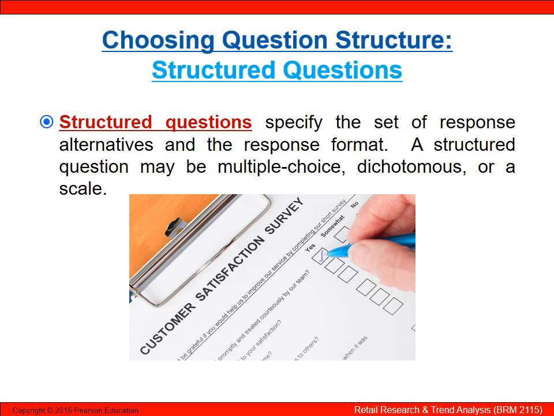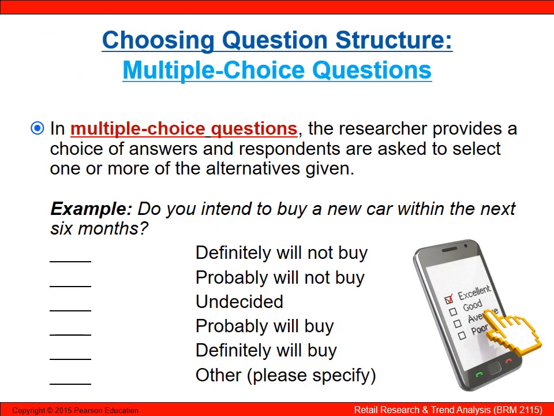Structured questions specify the set of response alternatives and the response format. A structured question may be multiple choice, dichotomous, or scale. In multiple choice questions, the researcher provides a choice of answers and respondents are asked to select one or more of the alternatives given. Consider the following question, for example: do you intend to buy a new car within the next 6 months?